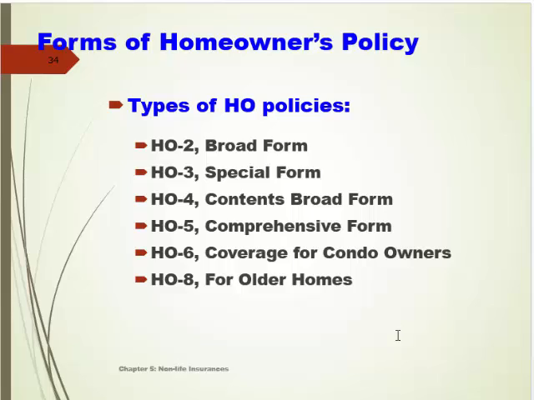We could talk about the different policies themselves. Again, these refer to the things covered. HO2 is the broad form. HO3 covers one of those special forms, right? HO4 helps cover additional contents that are in this broad form. It's an additional piece. HO5 is going to be a comprehensive form. It covers all the forms, not the special forms, but the contents and the broad form.